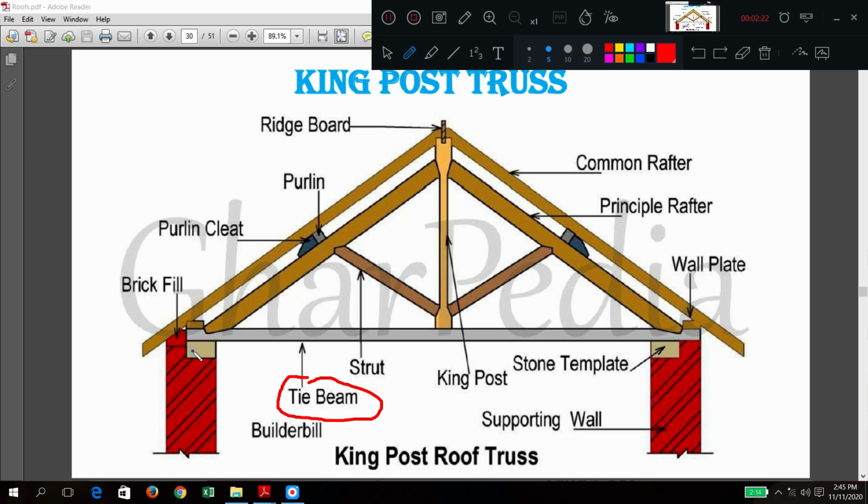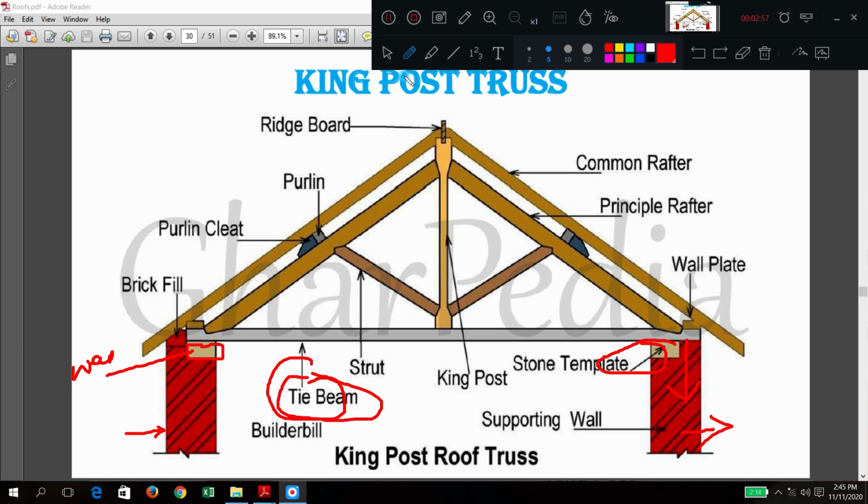So what is this in the diagram? The small square is called a wall plate. Sometimes it is also called a stone template. Their function or purpose is the same. It will receive the legs of the truss or the roof and transfer the load to the wall, giving a proper platform for load transfer. This is complete. What are these? Red color tie. What is this? Supporting walls. These are called walls.